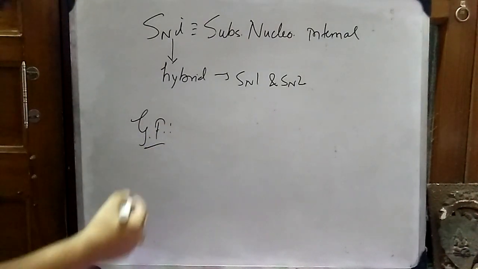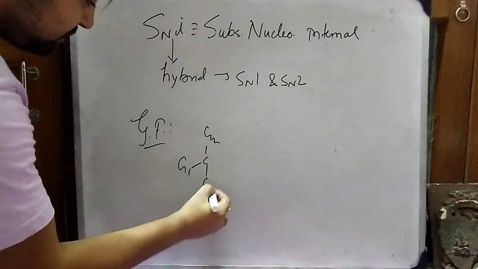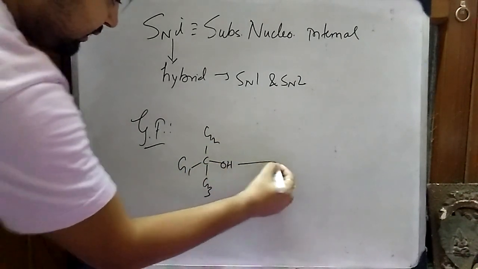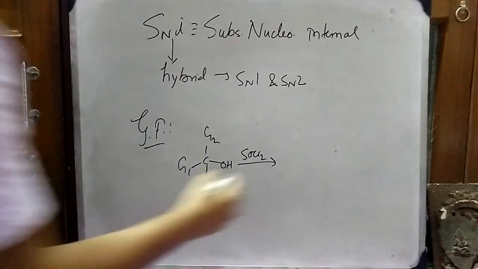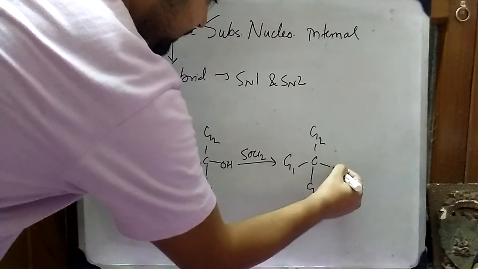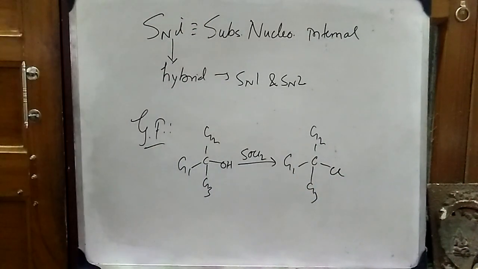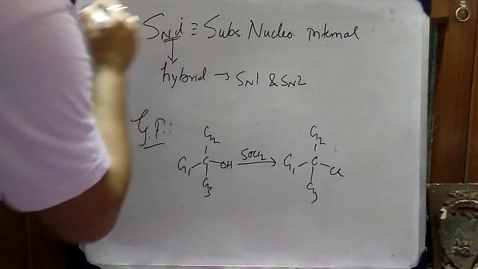In the general form, we will see that an alcohol, suppose this is the alcohol which I have taken, is being reacted with thionyl chloride, SOCl2, to give an alkyl halide. This method is known as Darzens halogenation process. This process is an example of SNi reaction.